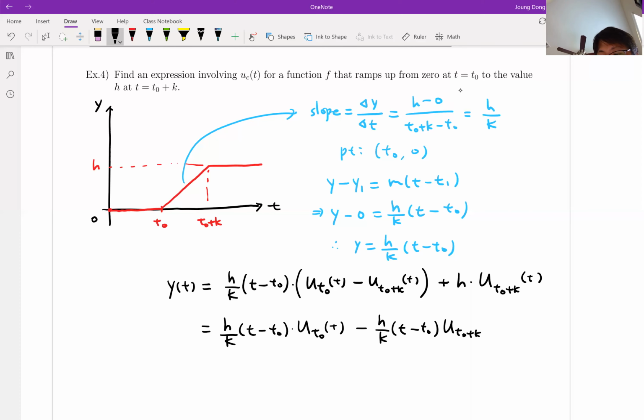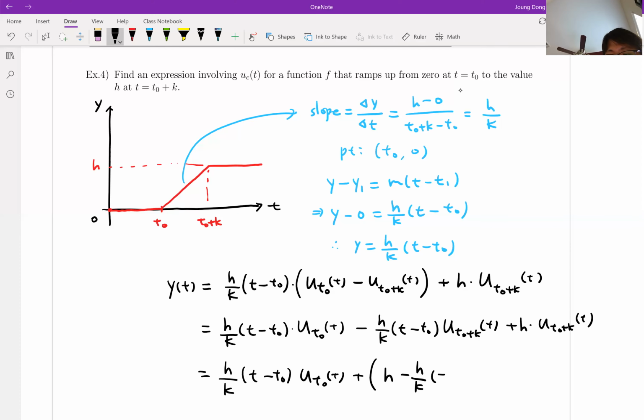So we have h over k times t minus t0 times u t0 of t, plus h times u t0 plus k of t. We can combine these two. It is equal to h over k times t minus t0 times u t0 of t, plus, let me write this first, h minus h over k times t minus t0, times u t0 plus k of t. I know the algebra is a little bit complicated.